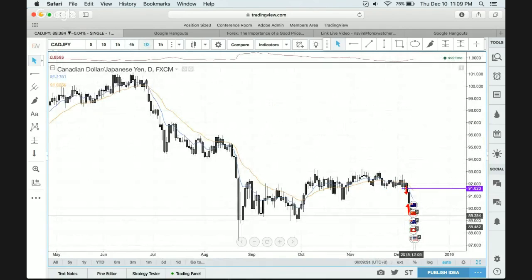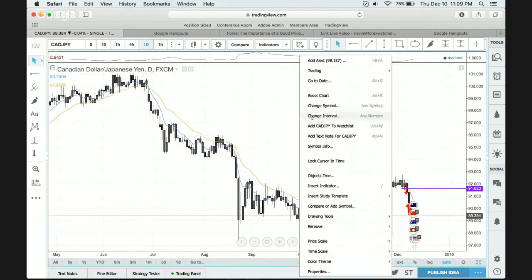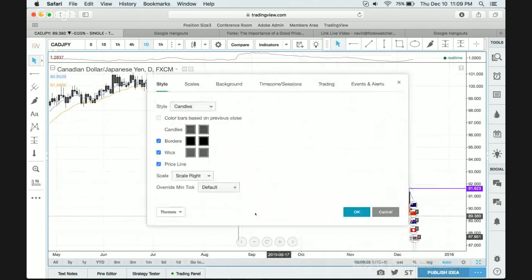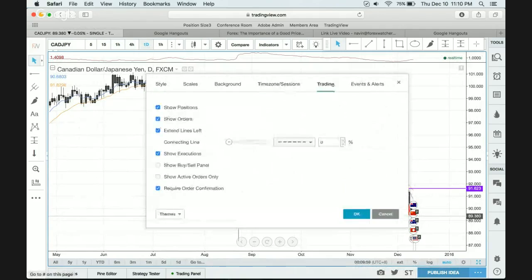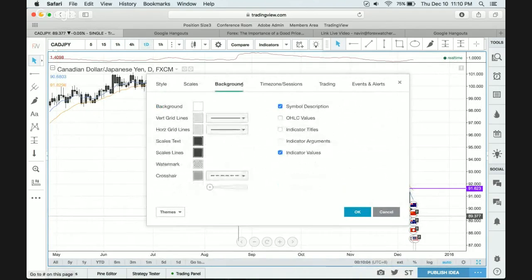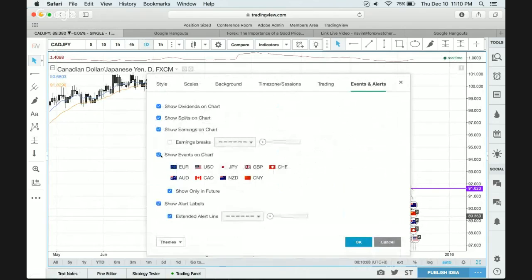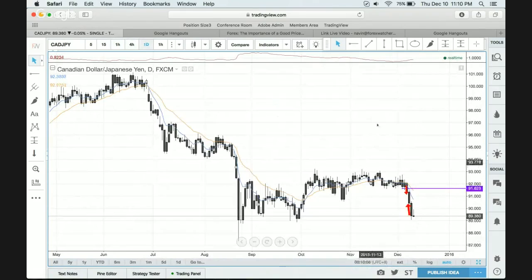I'm sorry, I think they just upgraded this thing. I wonder how I can remove that. Time zone, sessions, trading. Anyways, we'll deal with that later. I'm not sure how to remove it. Oh, here we go. There we go, all clean.